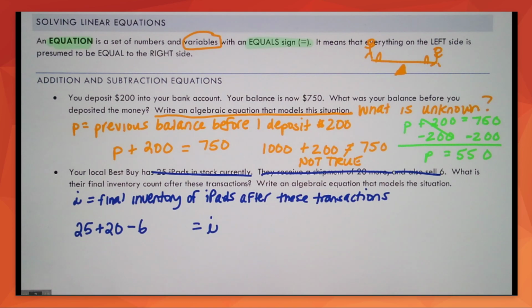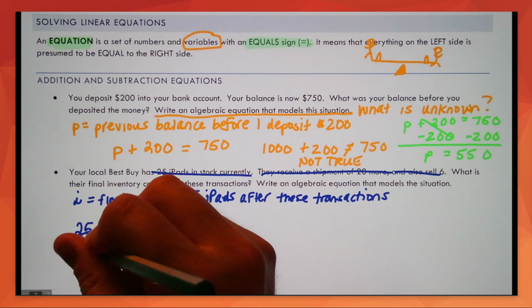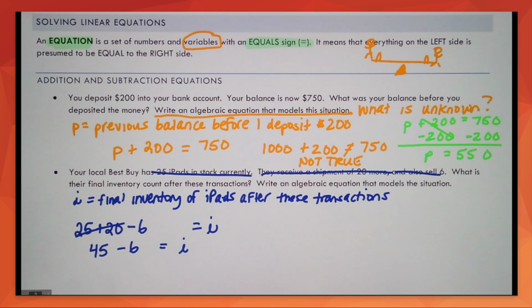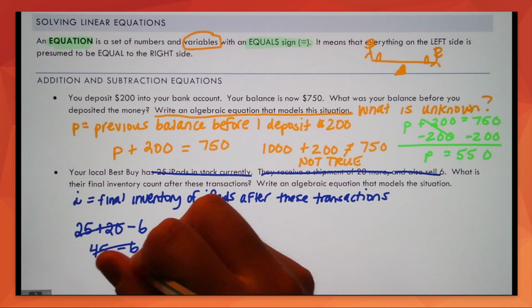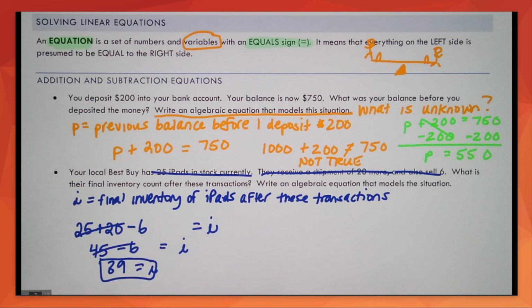This one is a little easier because you don't have to do any opposite operations. You just need to figure out what all this comes out to. 25 and 20 gives me 45. So 45 minus 6 equals I. And then 45 minus 6 is 39, equals I. And that's your answer. The final inventory is 39 iPads here at this Best Buy.